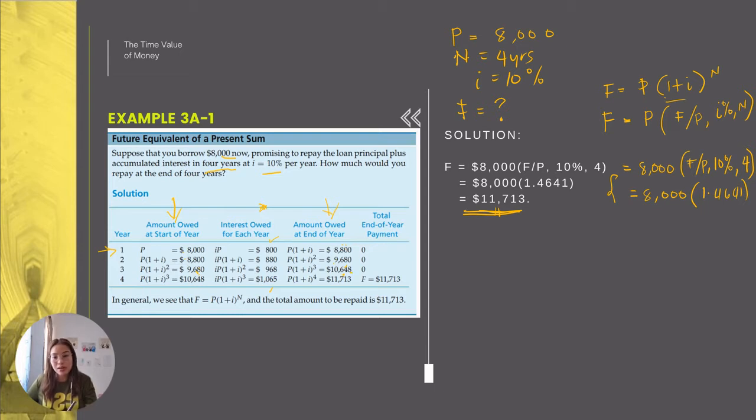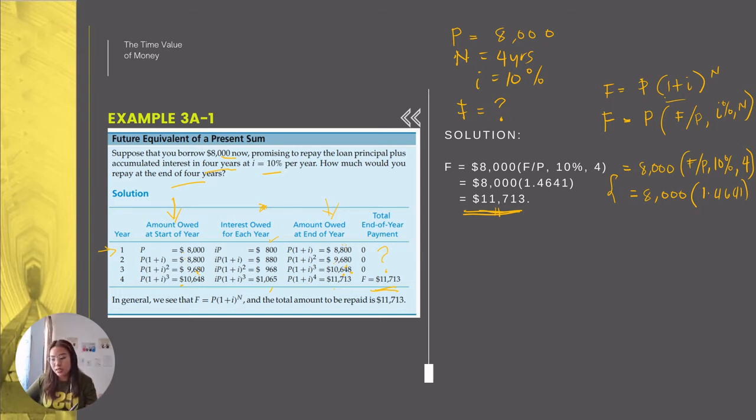Use that amount again for the start sa year 4 and then compute the interest. Then, at the end of year 4, nakay 11,700. So, pila ang total end of year payment? Why is this 0 here? Because ang problem nato is only concerned with pila ang i-repay at the end of 4 years. So, wala na siya every year pila i-repay. At the end of 4 years, naa siya bayron na 11,713.